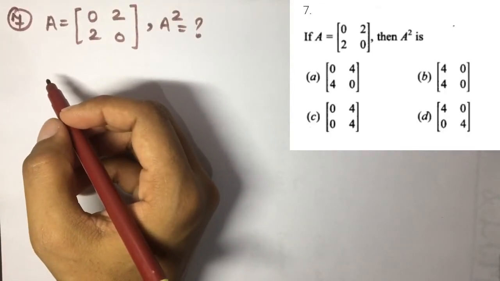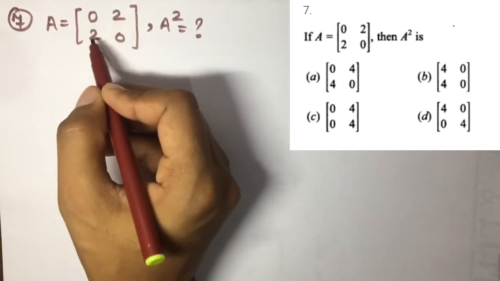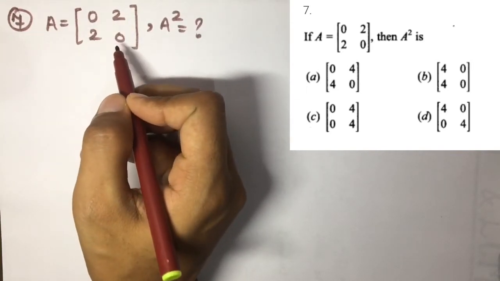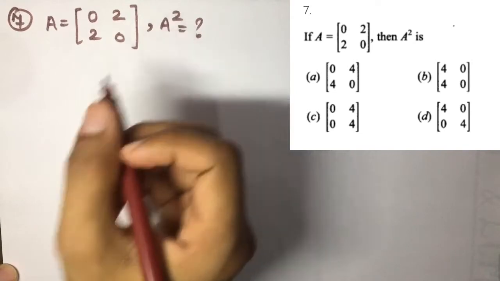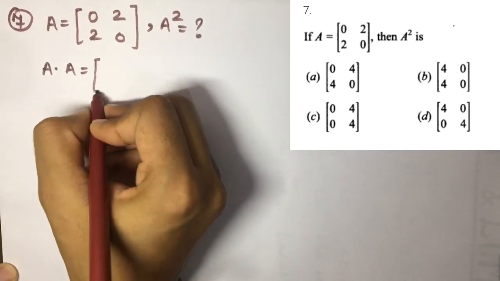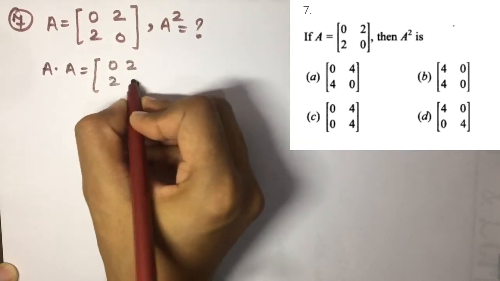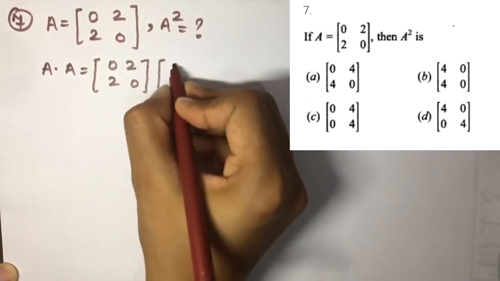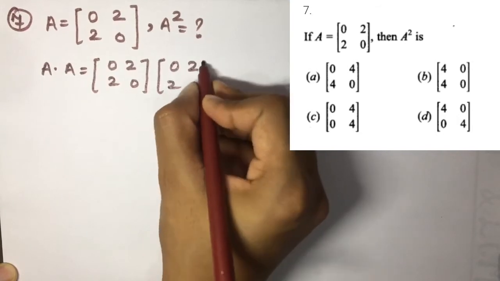Seventh question says that A is equals to 0, 2, 2, 0, 2 cross 2 order matrix and you have to find A square. So A square is A dot A. So 0, 2, 2, 0 times 0, 2, 2, 0.